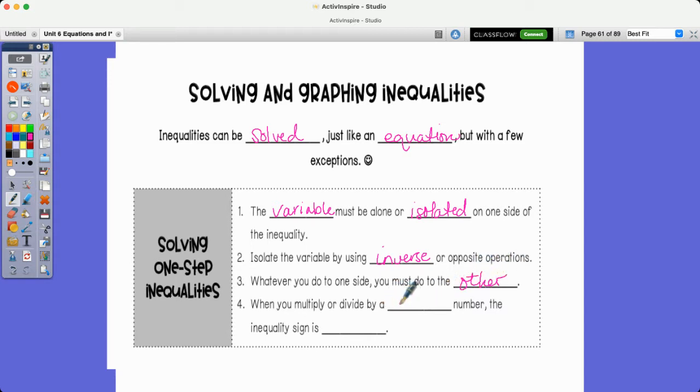When you multiply or divide by a negative number, the inequality sign is flipped. This is the one difference right here. Only when you multiply or divide. Be very clear about this. Not when you add or subtract a negative, only when you multiply or divide by a negative.